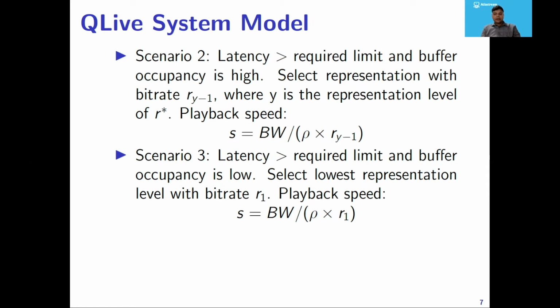Another work from New York University in this conference also highlights the criticality of balancing between the bitrate and the playback speed.